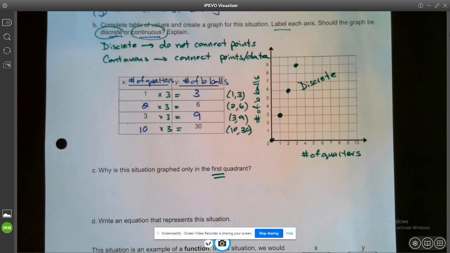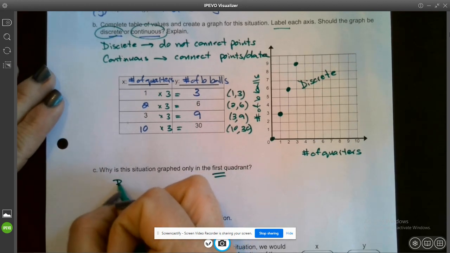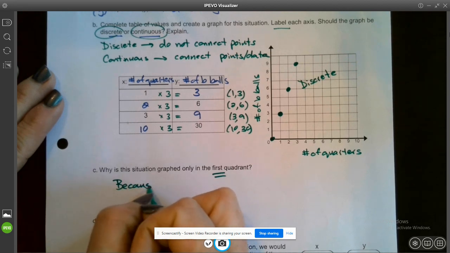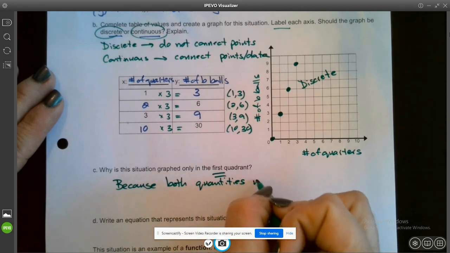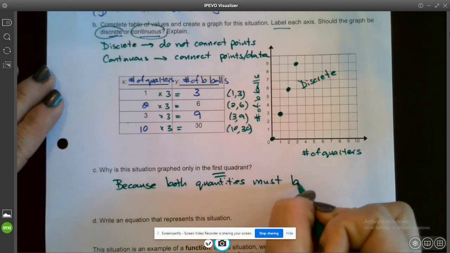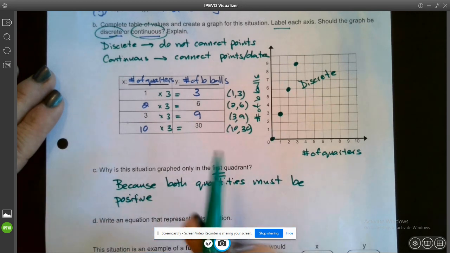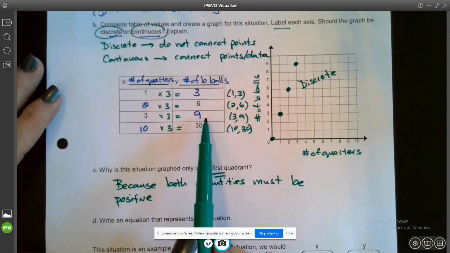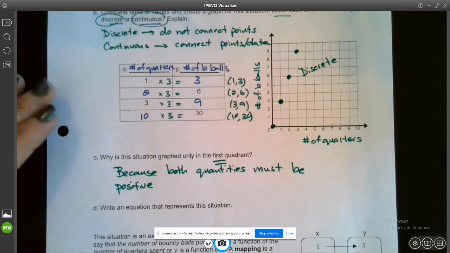So why is this situation graphed only in the first quadrant? Because both quantities must be positive for it to even make sense, okay? So you can't have a negative value number of quarters, and you can't have a negative number of bouncy balls. You can have 0, but you can't have a negative.